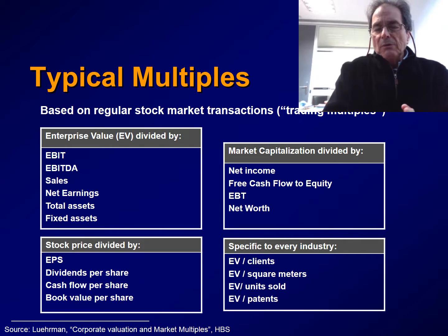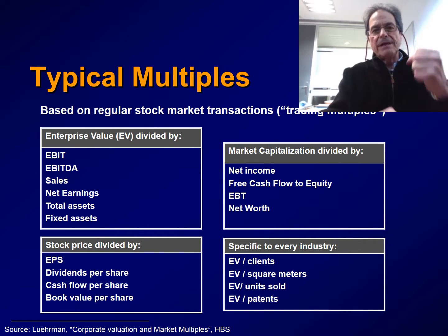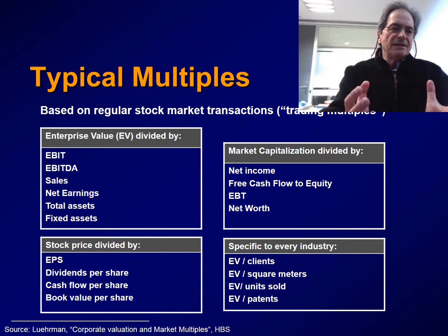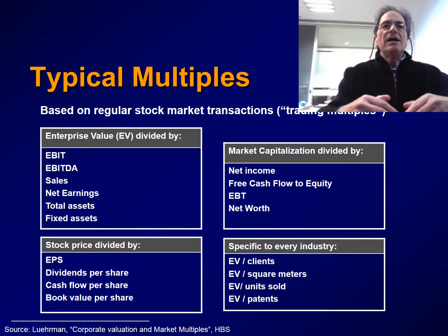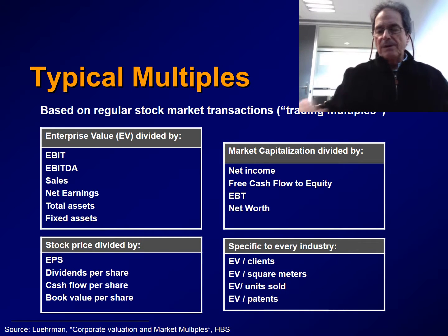Some typical multiples. What is a multiple? A multiple is just a fraction, a ratio that reflects the relationship between the value of the company and a particular characteristic of that company. And the value of the company is based on the stock price and also the value of the bonds of the company in the capital markets. Here we have some examples.